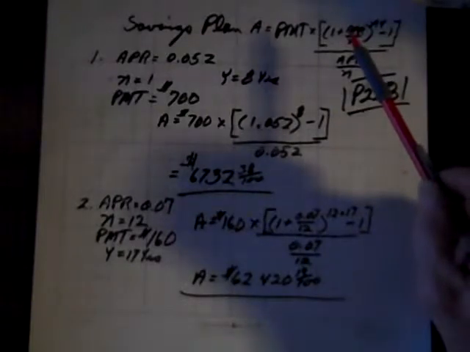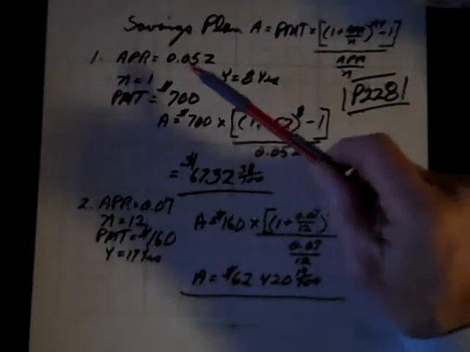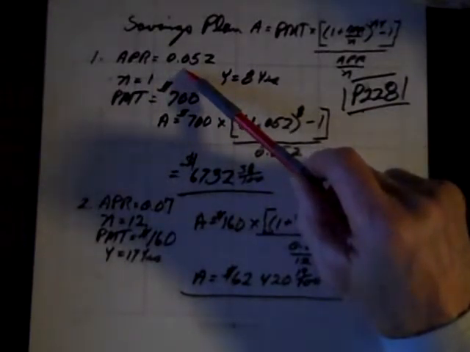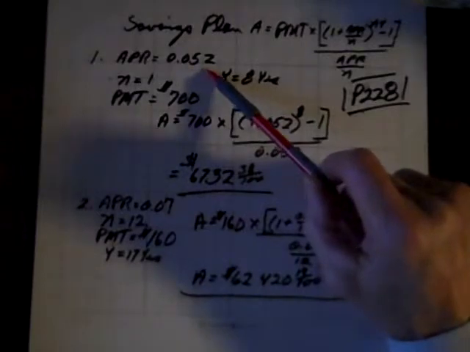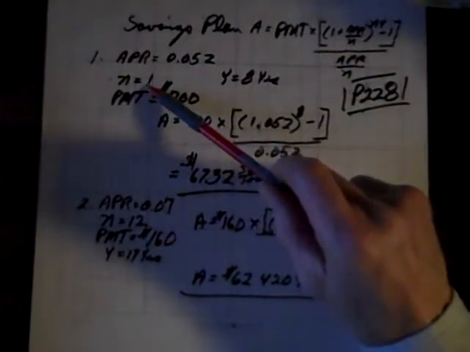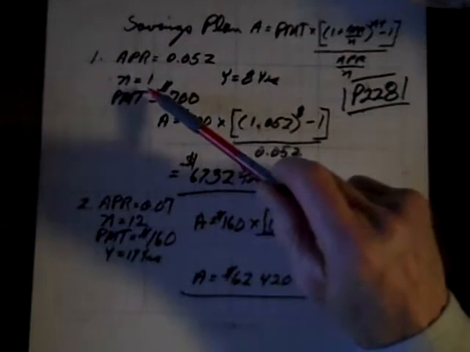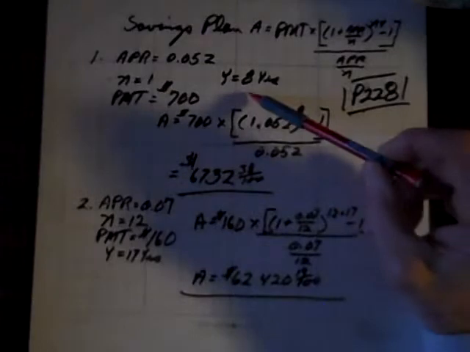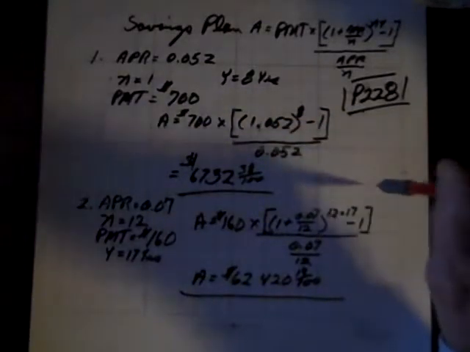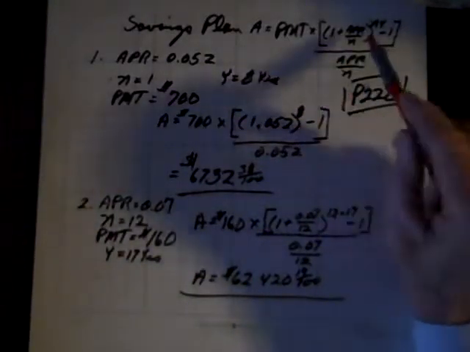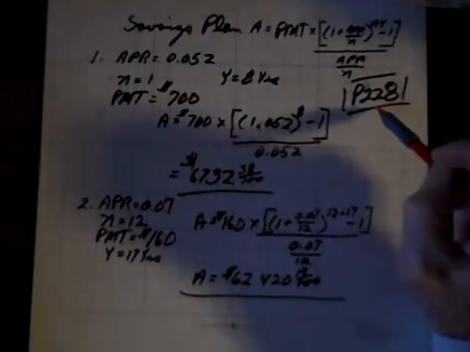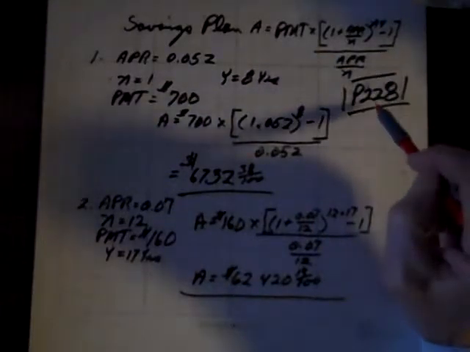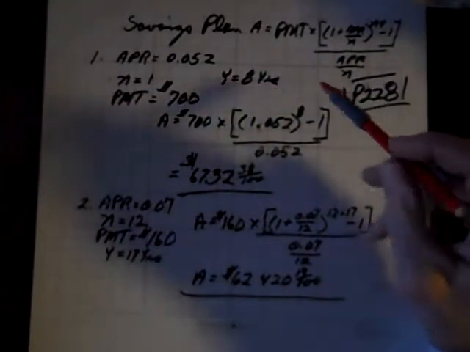So now, for question 1, we're given that the APR is 0.052 or 5.2%. The number of compoundings per year is 1. It's compounded annually. The number of years is 8, and the payment's $700. And by the way, here's our formula, and this formula is on page 228. So if you're having trouble reading my writing, please go to page 228 and you'll find it.